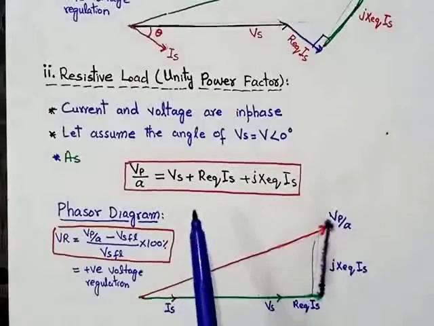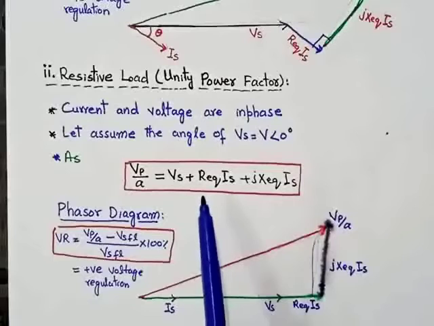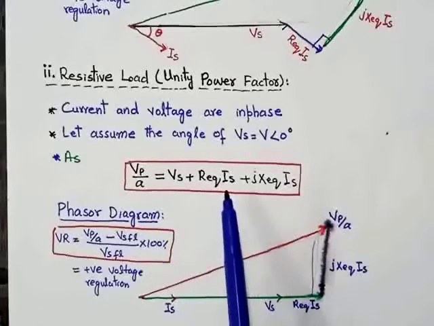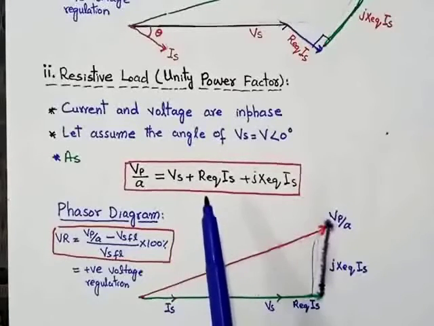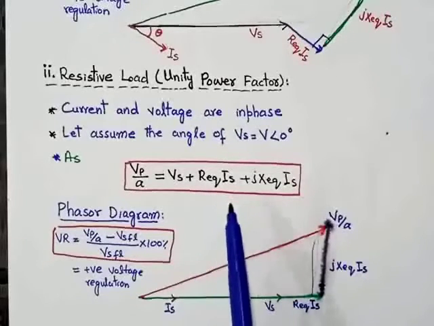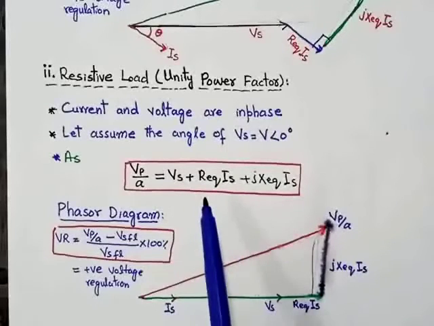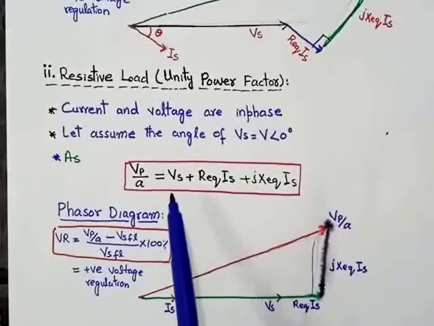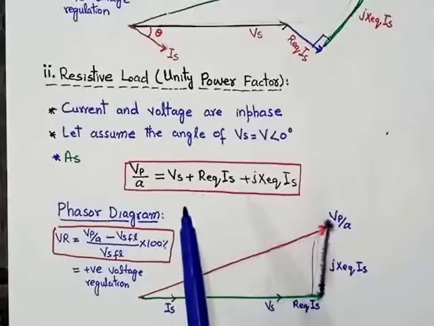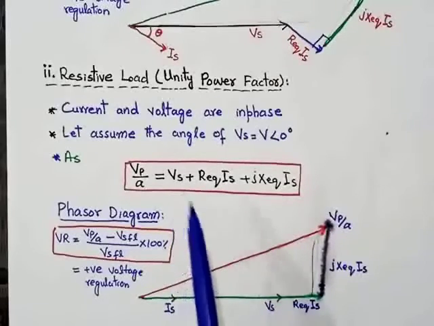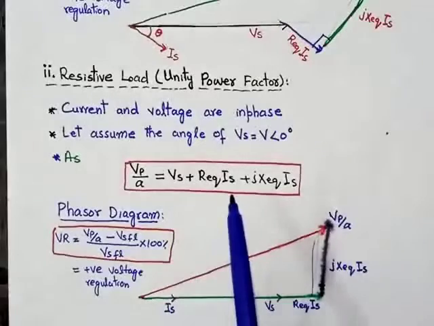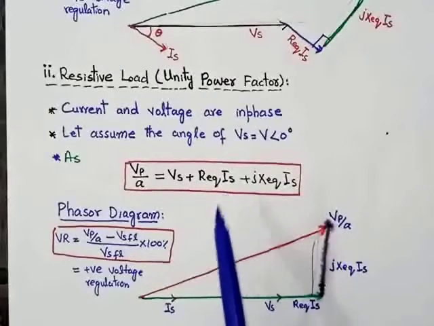Same angle means if the angle of the voltage is 0 degree, then the angle of the current will be 0 degree as well. If the angle of the voltage is 90 degree, then the angle of the current will be 90 degree as well. In case of resistive load, voltage and current are in phase. So now the angle of the voltage is 0 degree, so that's why the angle of the current will be 0 degree as well.